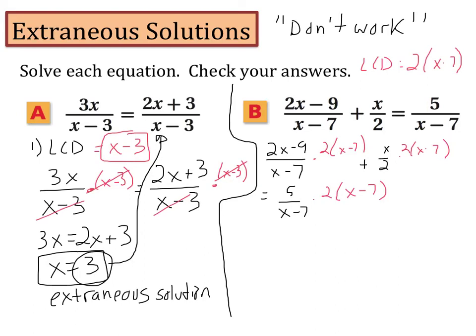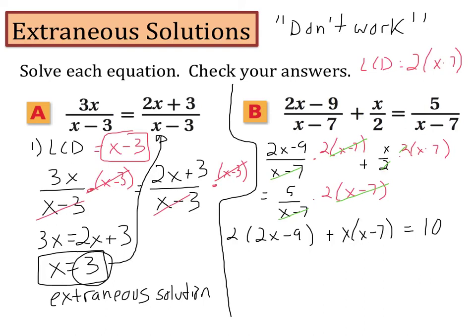So now let's cancel things out. We know that this x minus 7 goes away. So then we're left with 2 times 2x minus 9. We know that these 2's cancel out. Then we're left with plus x times x minus 7. And then on the right side of the equal sign, we know that this x minus 7, those cancel out. So we're left with 5 times 2, which is 10.